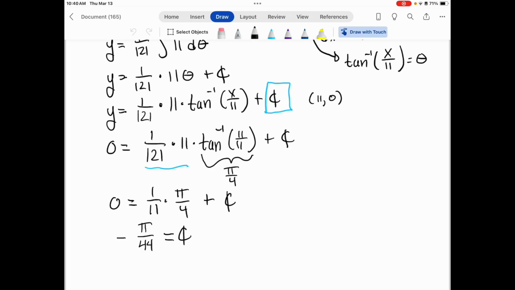So now that we have our constant, which is negative pi over 44, we can write down our final answer, which is going to be y equals 11 over 121 times inverse tangent of x over 11, and then plus my constant, which would be minus pi over 44.